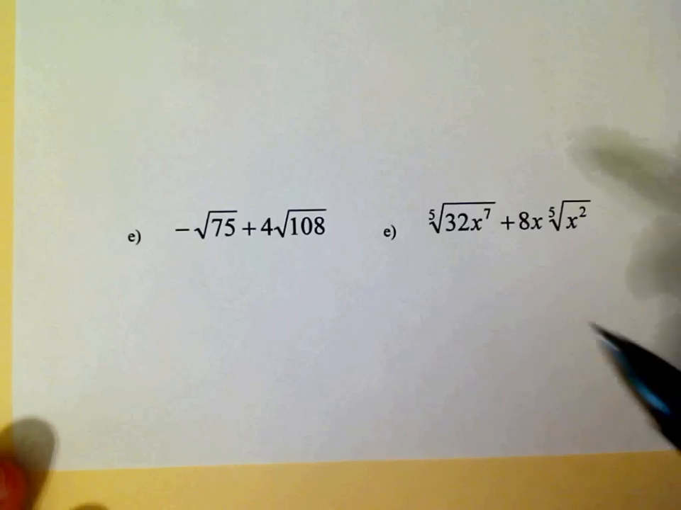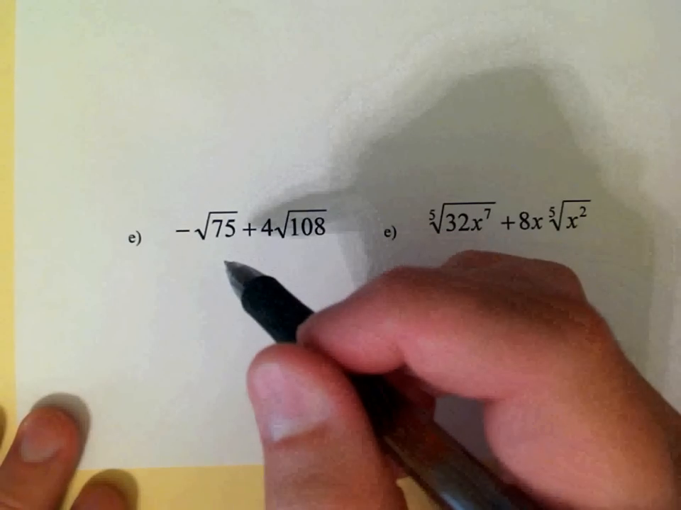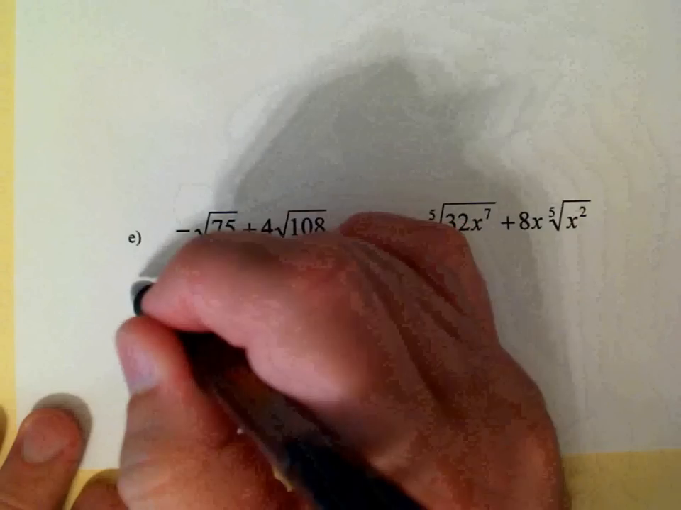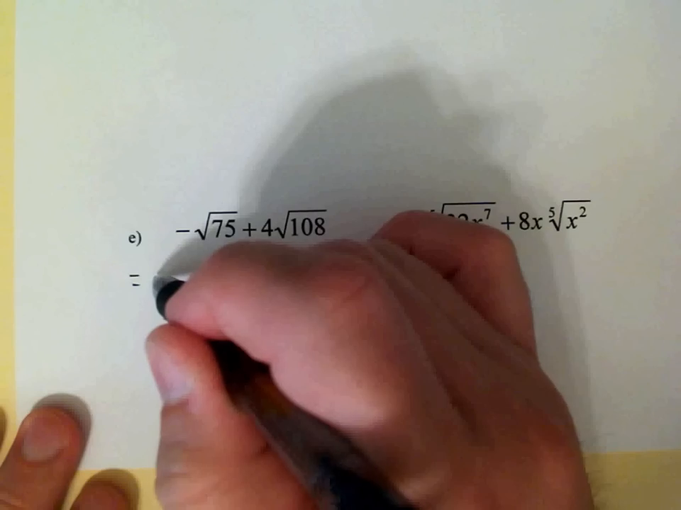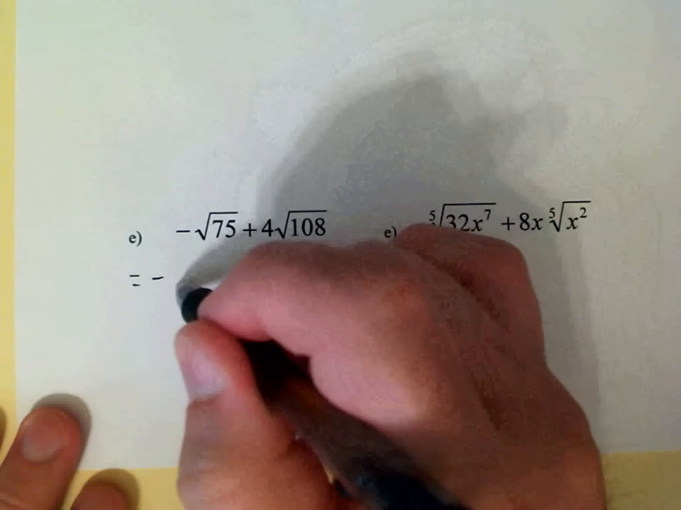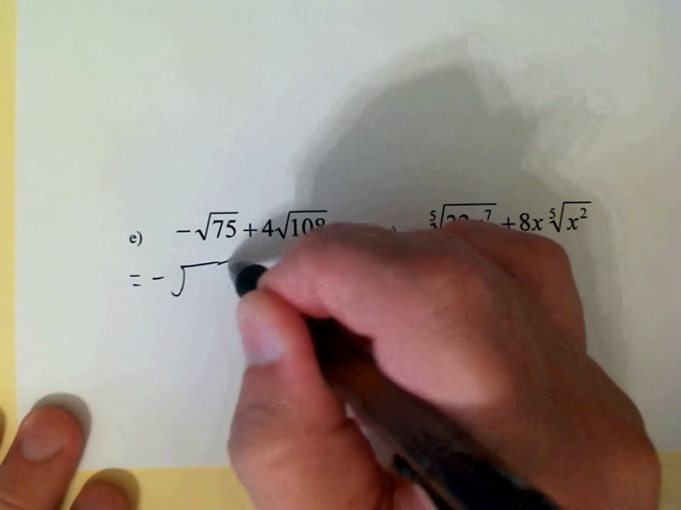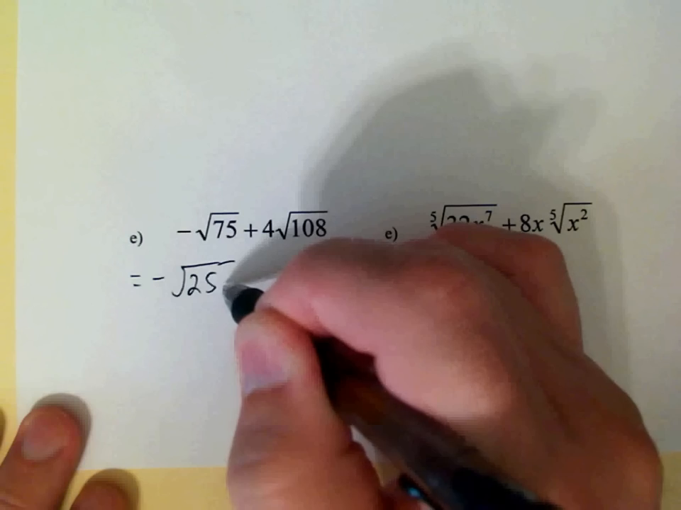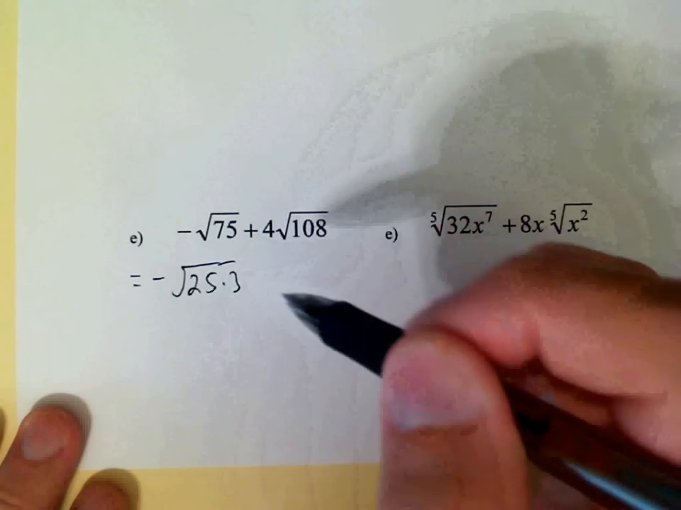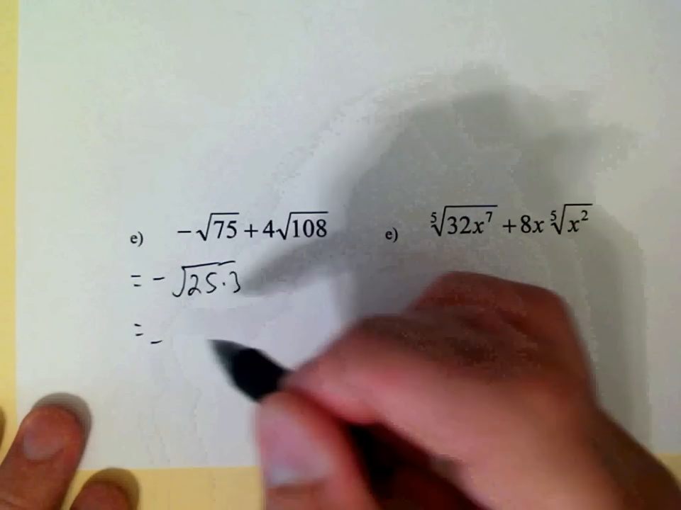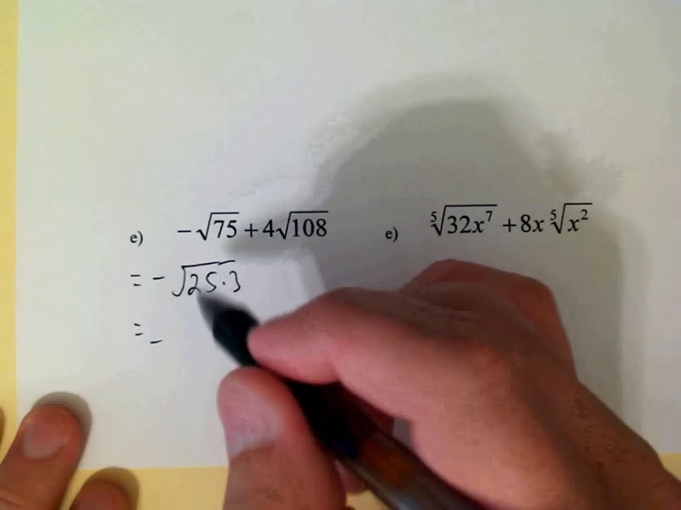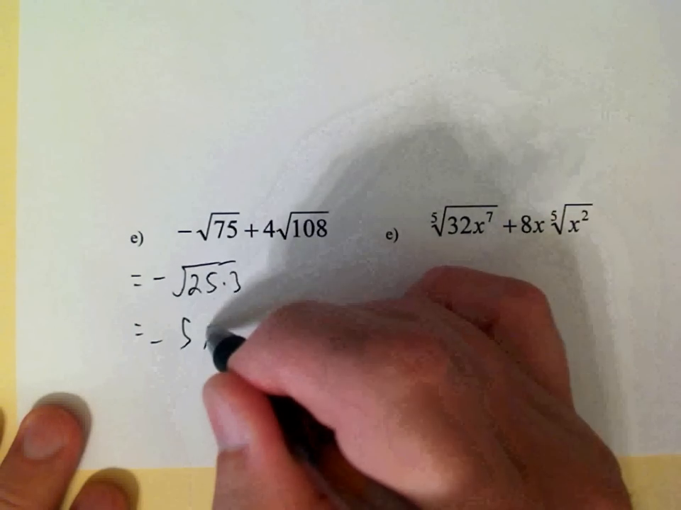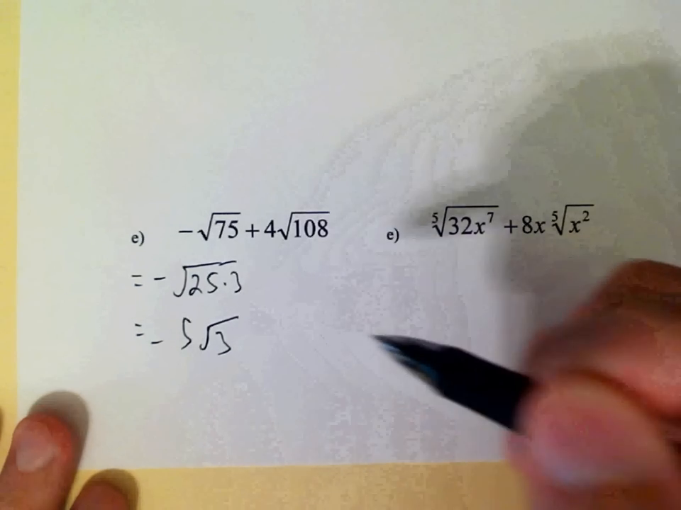Now let's simplify E part. Negative square root of 75. First off, we're going to keep that negative sign on the outside. 75 isn't a perfect square, but it does have a factor that is, which is 25. So 75 is the same as 25 times 3. Keep the negative sign. The square root of 25 comes out as a 5, and 3 stays underneath.